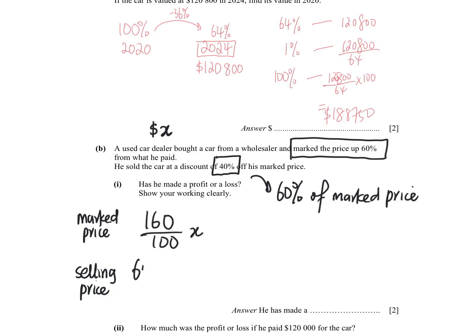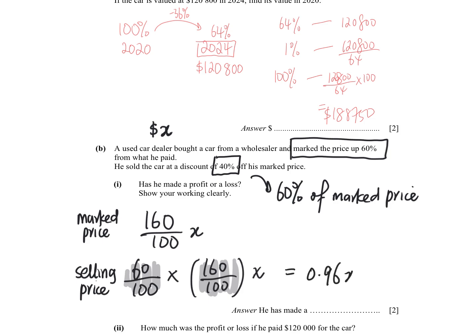So with that, 60% of my mark price. So you press everything except the X. So just press calculator for all these numbers. So 60% times 1.6. So you end up having 0.96. So you're actually selling your car at 0.96x amount.